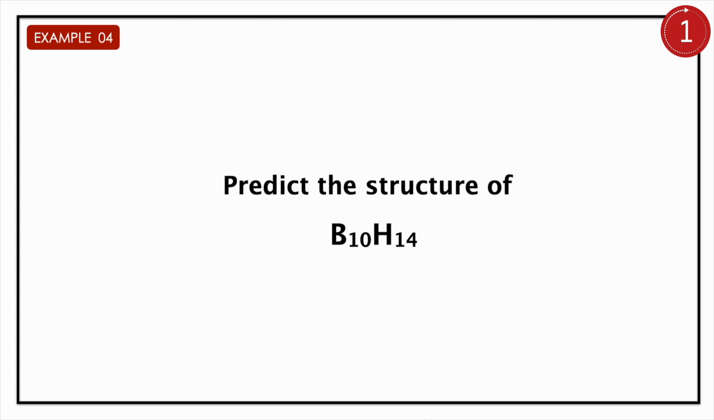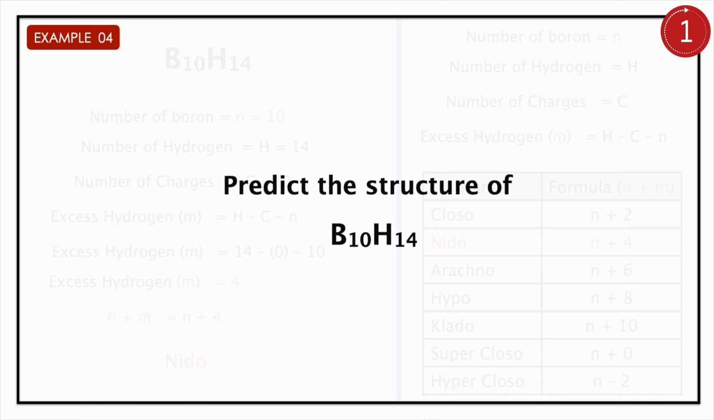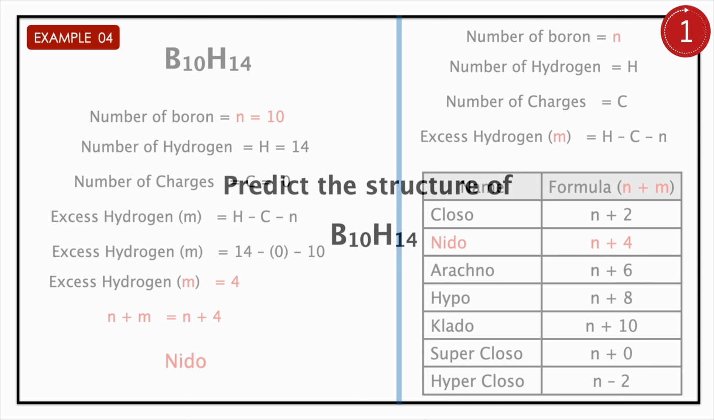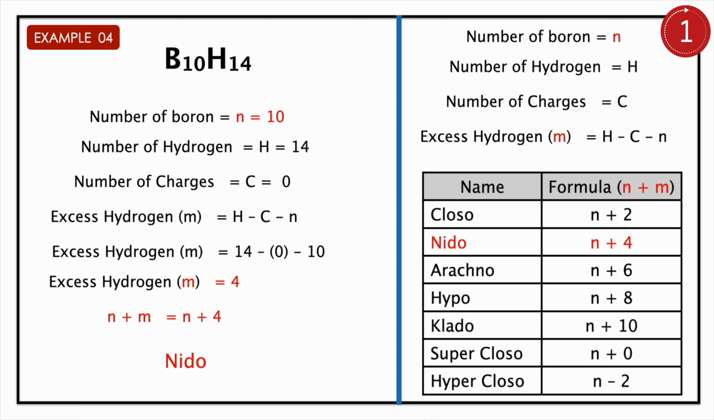Then the next example, find the structure of B10H14. B10H14 is a simple system. Number of borons are 10, so N equals 10. Hydrogens are 14, so H equals 14. Charge is 0, so C is 0. Excess of hydrogen M will be H minus C minus N, which is 14 minus 0 minus 10, which gives 4. So it is an n plus 4 system. So the structure of B10H14 is Nido.